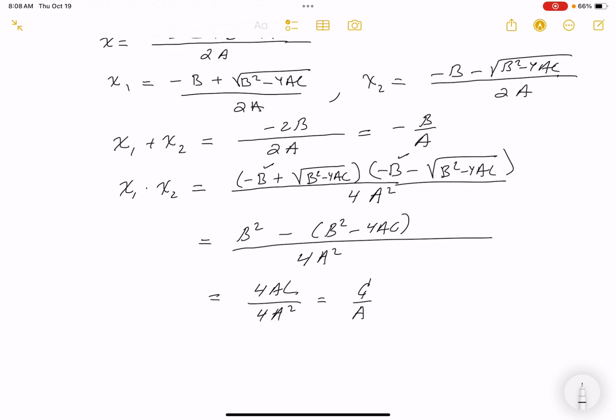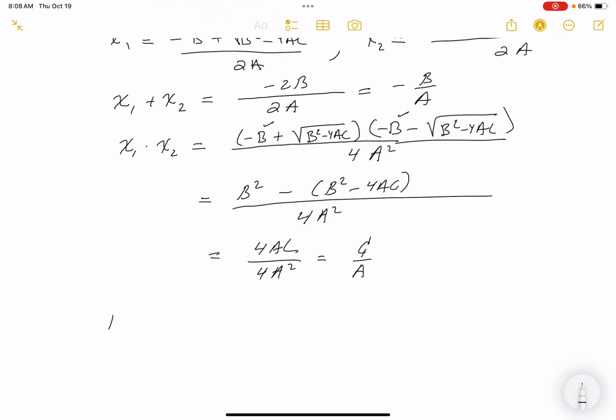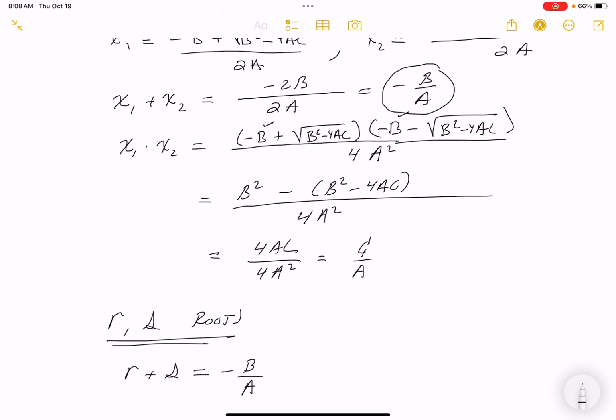So what I want to do is write down what they told me the roots were. They told me the roots were r and s. These are the roots. So let's talk about what r plus s is. r plus s, the sum of the roots, is going to be equal to this up here, minus b over a. I'm also going to write down the product of the roots, r times s, which would equal c over a.